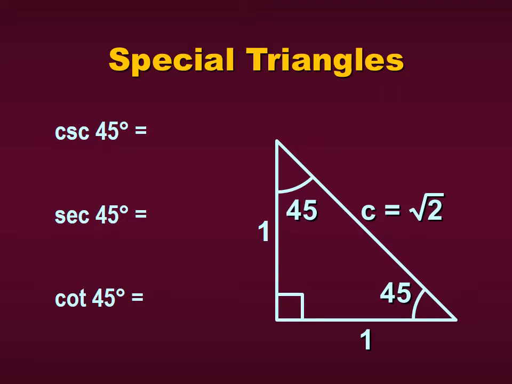So now let's look at our reciprocals. Cosecant, which is the reciprocal of sine, is going to be the square root of 2 over 1, which is the square root of 2. Secant, which is the reciprocal of cosine, is going to be the same, the square root of 2. And then cotangent is still 1 over 1, which is still 1.